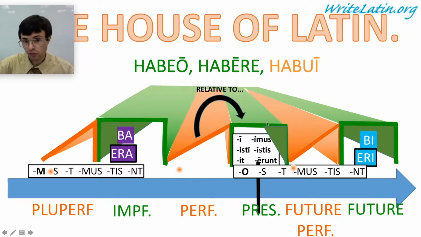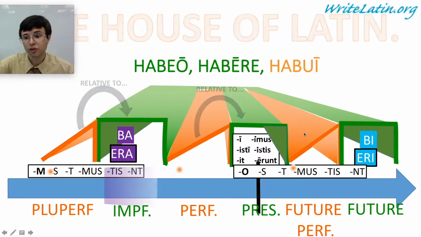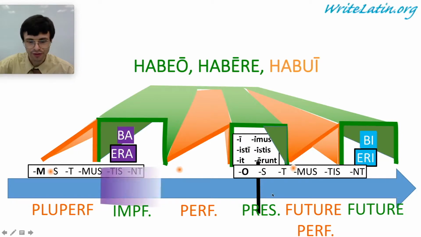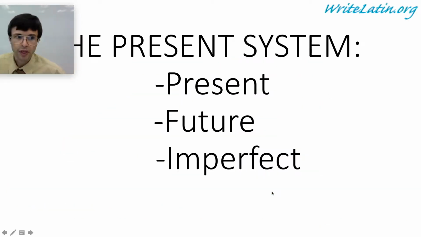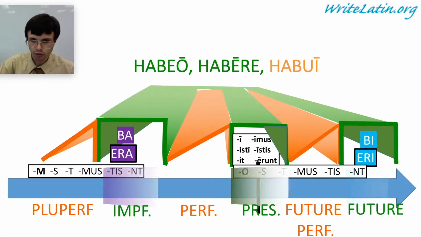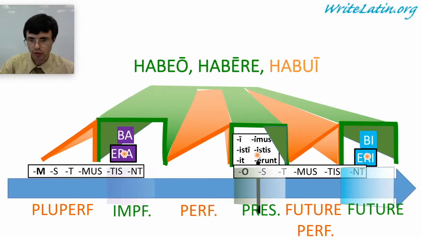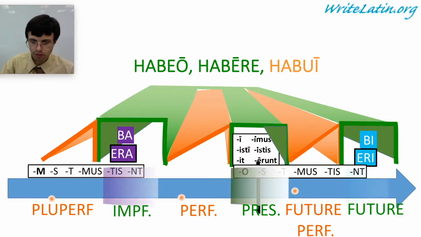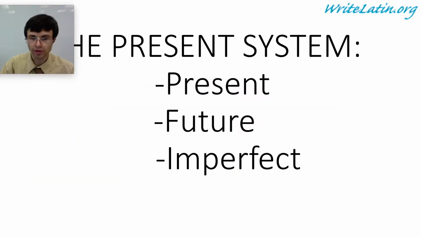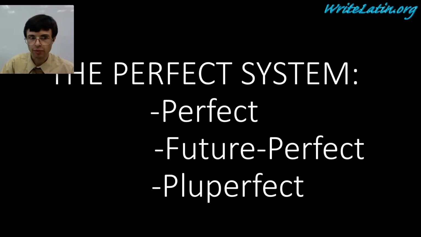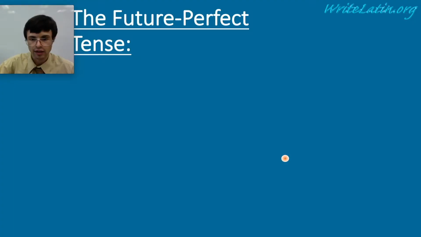Just as the perfect was relative to the present, pluperfect was relative to the imperfect, so the future perfect, you guessed it, will be relative to the future. Just to cap it all off, we had the present system, which was these three tenses, the green ones, and now we're completing the perfect system, which are these three tenses, the orange ones. The difference between these two is that these use the present stem, while the perfect system uses the perfect stem from the third principal part without its ending.